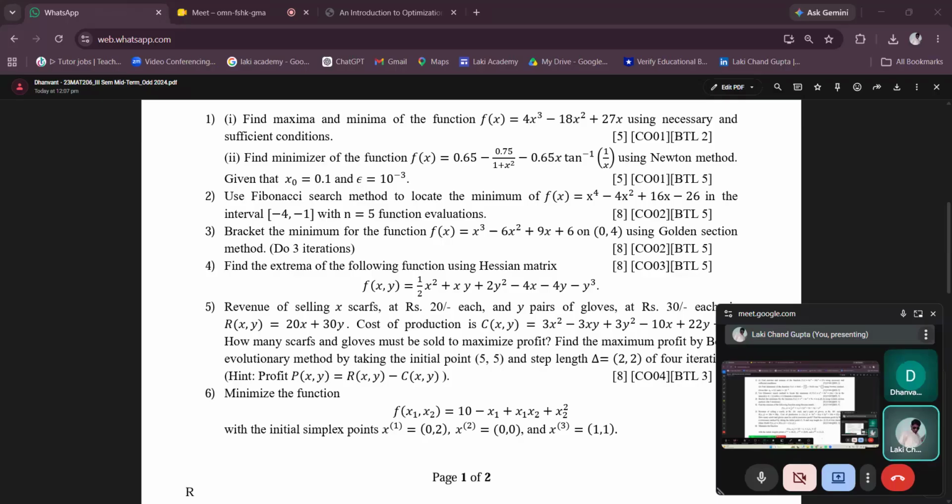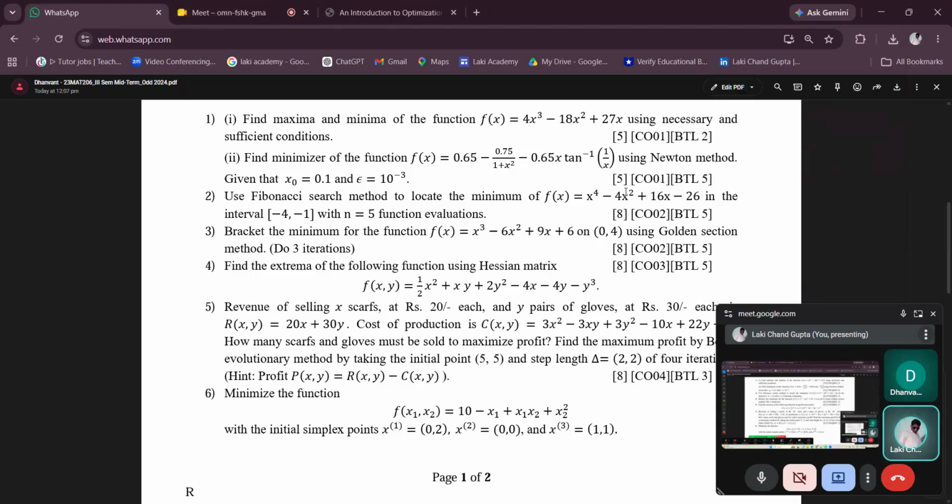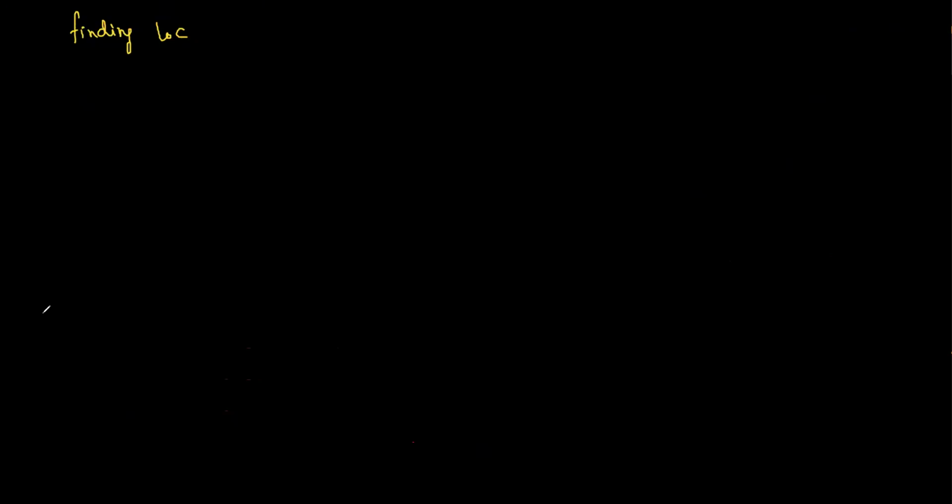Finding. Yes. In whole chapter, in whole syllabus, you will learn how to find minimum and maximum using different methods. There are 20 to 25 methods in your syllabus, and all methods you have to learn. Newton method, Fibonacci search method, Hessian matrix method, initial steps method, right? So many methods are there, and you will learn everything.